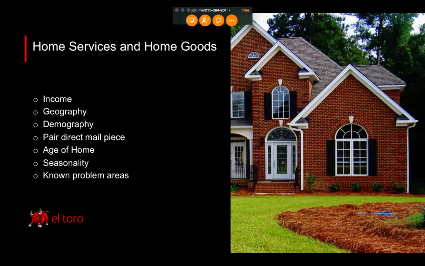Another big category that I see a huge opportunity for are home services and home goods. That could be windows, that could be bathrooms, kitchens, flooring, you name it. The beautiful part about what we do with IP targeting is, first of all, these industries are using direct mail because they can pull things like the income levels, the demography, the age of house, the seasonality. So it's taking all of these factors and all these attributes and then coming together for a really good campaign.